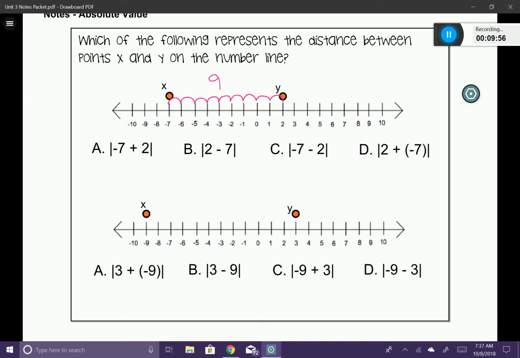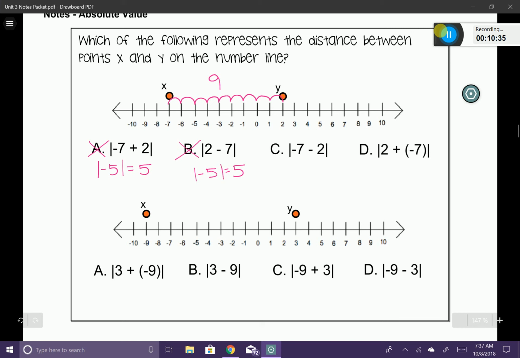So now let's go down to my answer choices and try to figure out which ones of these expressions here will equal 9. So this first one, it says the absolute value of -7 plus 2. Well, another way to say that, if I were to do -7 plus 2, that would give me -5. So the absolute value of -5, we know is 5. But we also know that that's not 9. So A is incorrect. B, absolute value of 2 minus 7. That's going to give me the absolute value of -5, which is going to be 5, which again is not 9 spaces. So we're going to go ahead and cancel that out.